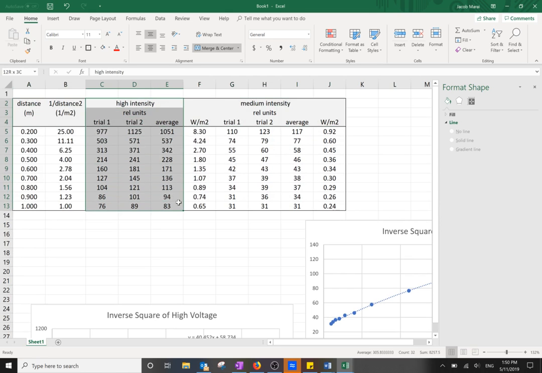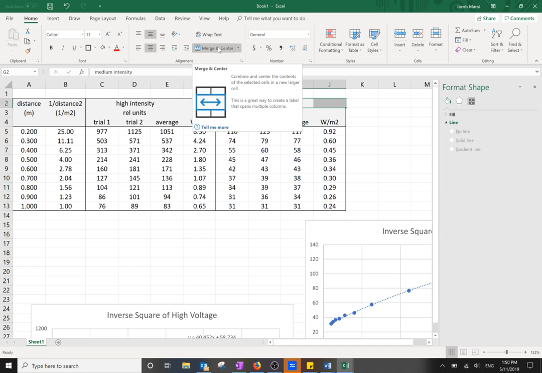Let's highlight our intensity there. All right, cool. Now, lastly, you will notice we've added a new column, but this top heading is only over G, H, and I. We want to add J. So this is where we merge and center. Merge and center is my most favorite Excel table feature. So you highlight G, H, and I, and click merge and center.